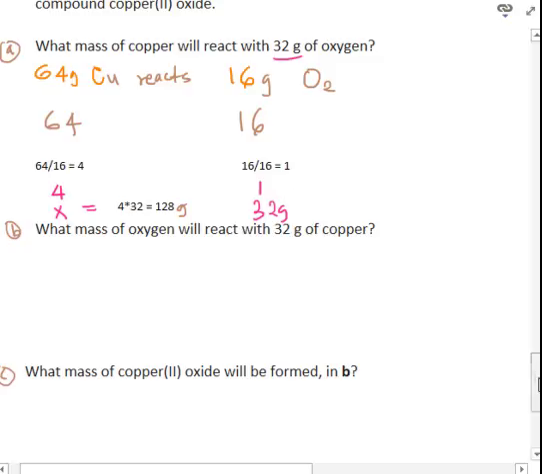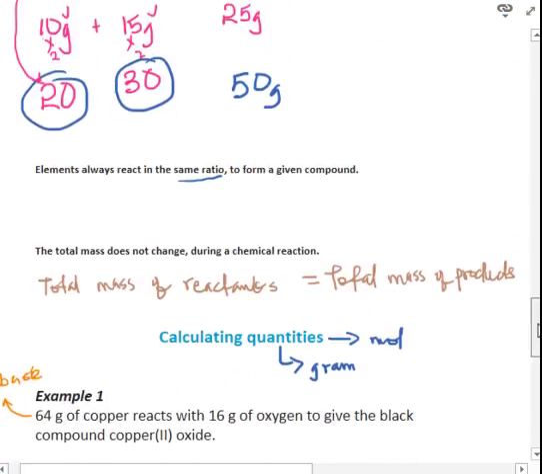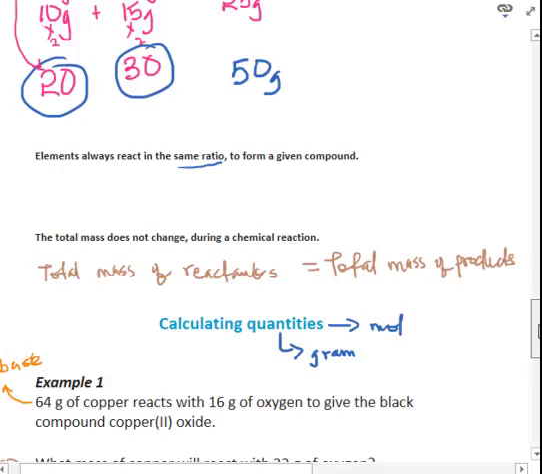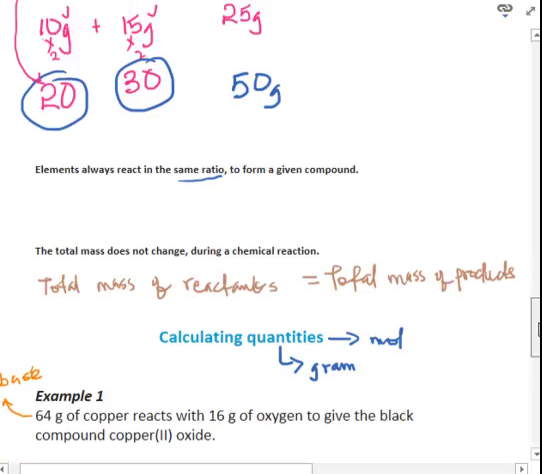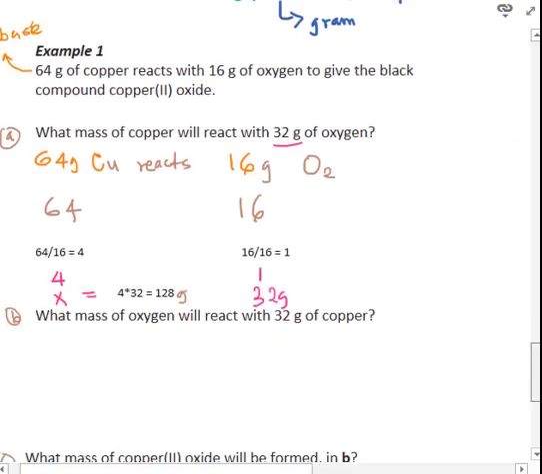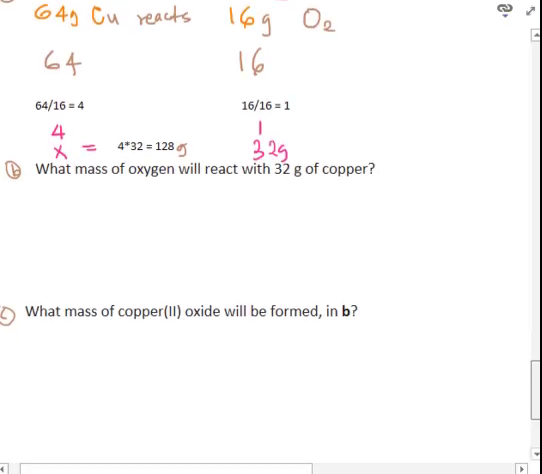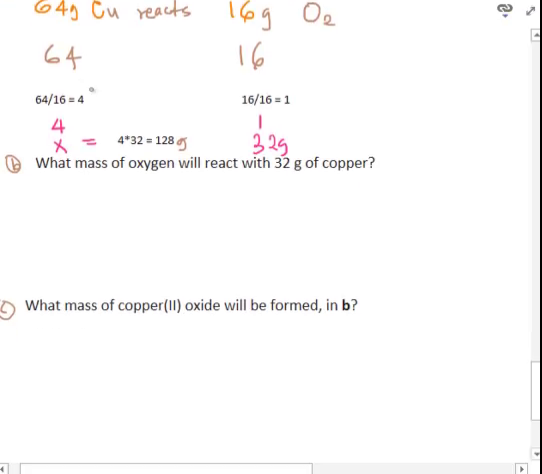If you go back to the law again, the first law says elements always react in the same ratio to form a given compound. So the ratio here is 4 to 1. If it is 64 grams to 16 grams, it is 4 to 1. If it is 128 grams to 32 grams, it is still ratio 4 to 1.